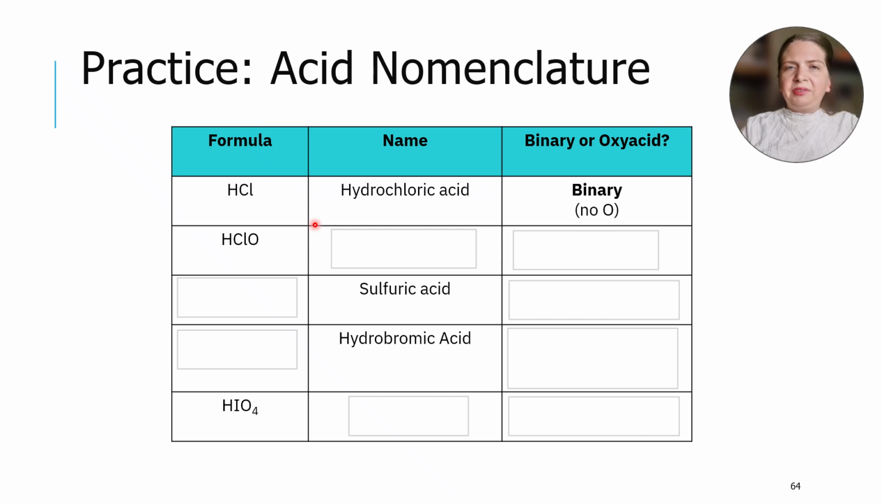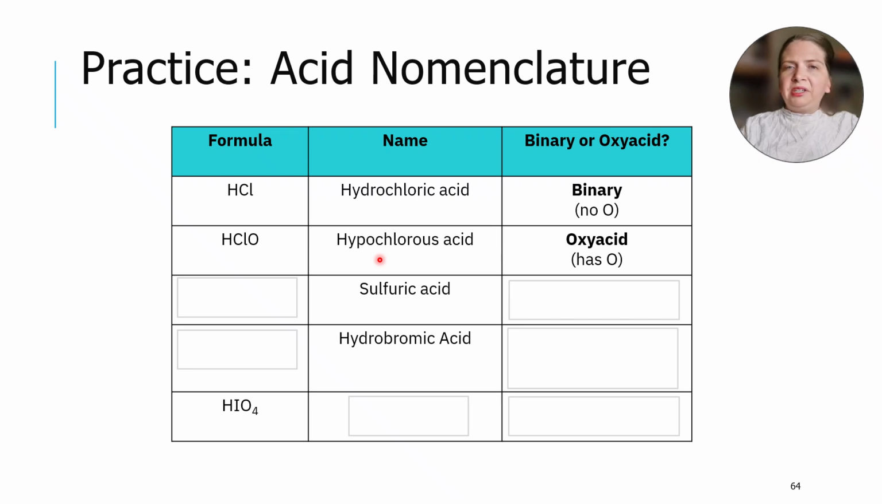Next, we are given the chemical formula HClO. This is an oxyacid because it contains oxygen. The anion is ClO-, which is the hypochlorite ion. Since hypochlorite ends with ITE, it changes to OUS. The name is hypochlorous acid.